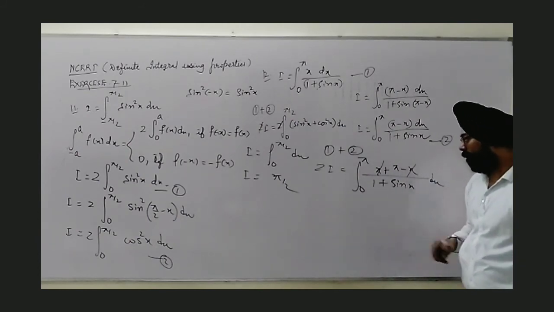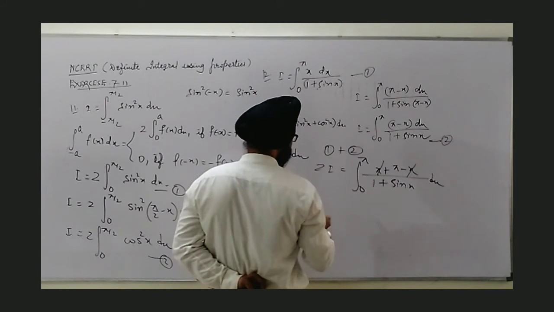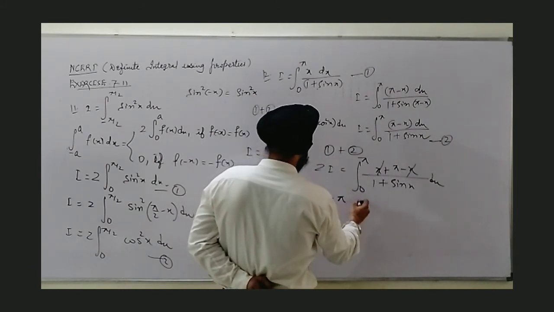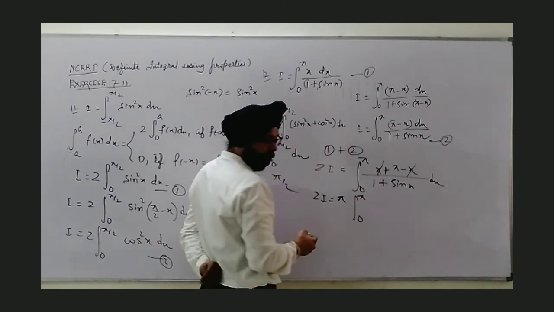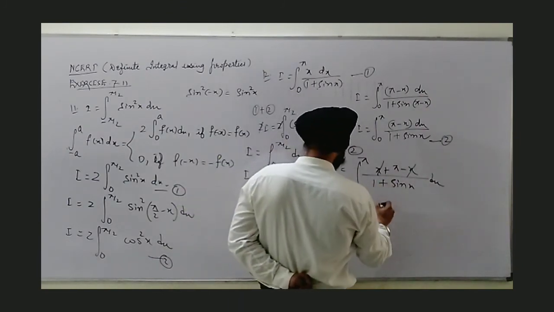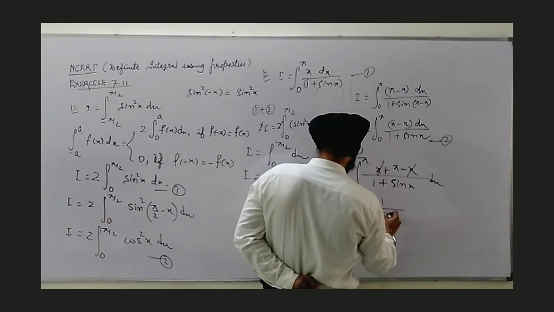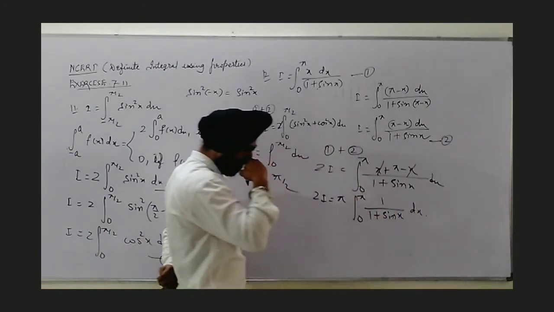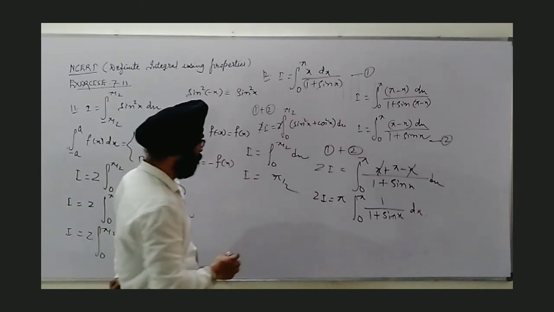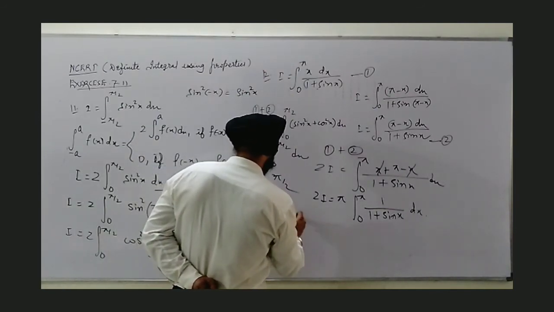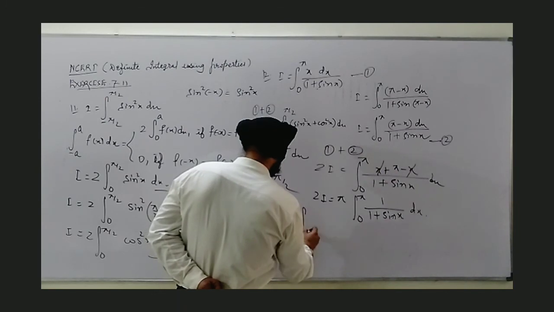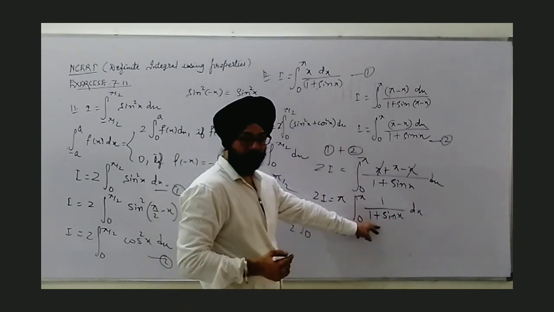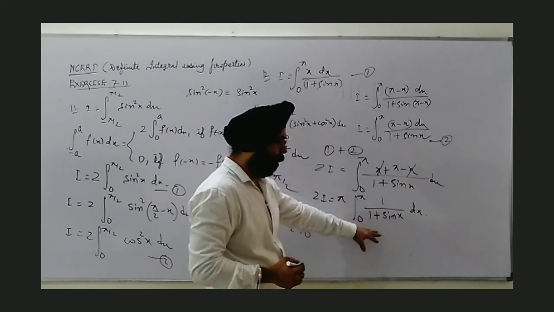Okay, so further we can write this as 2I equal to pi times 0 to pi of 1 upon 1 plus sin x dx. Now what can we do? I can be written as pi by 2 times 0 to pi. Here, to solve this one, we will apply the direct method. More properties could be done.